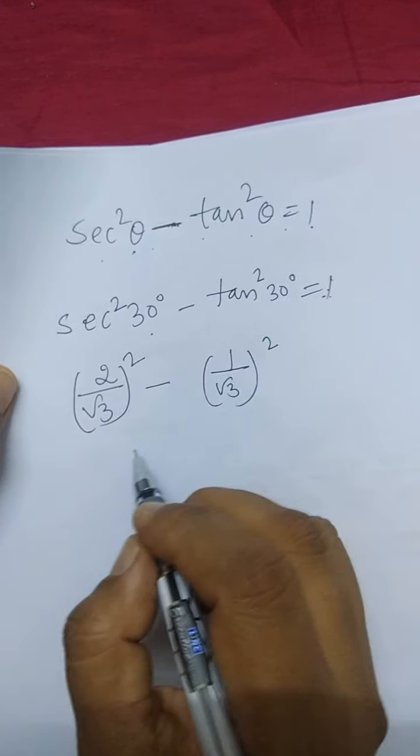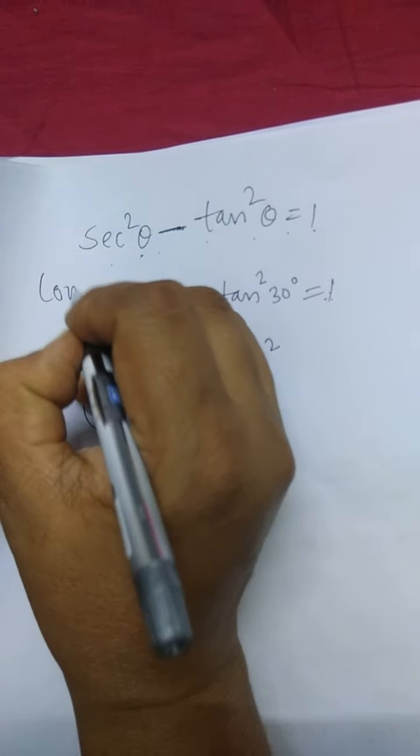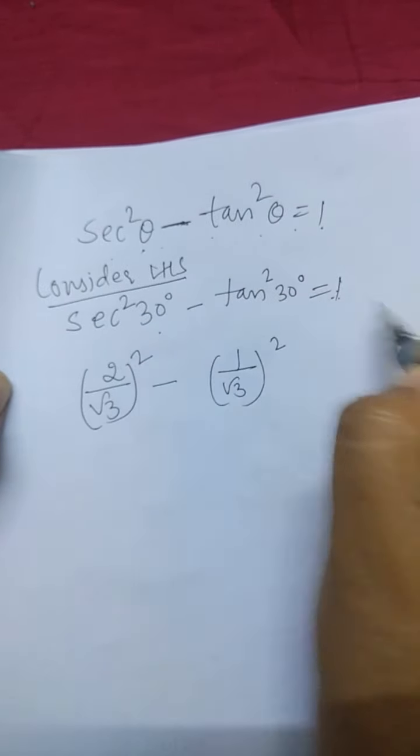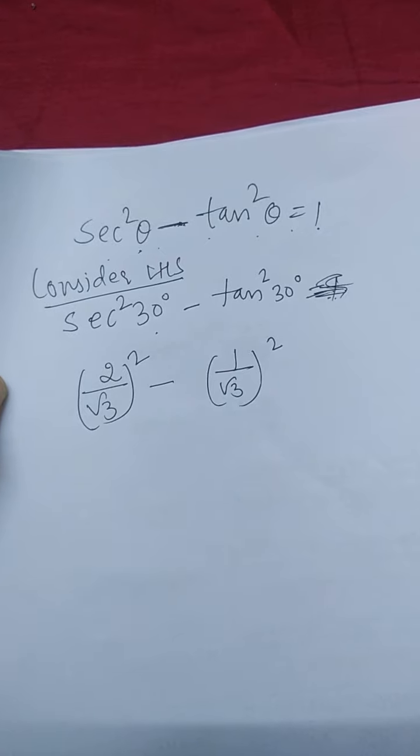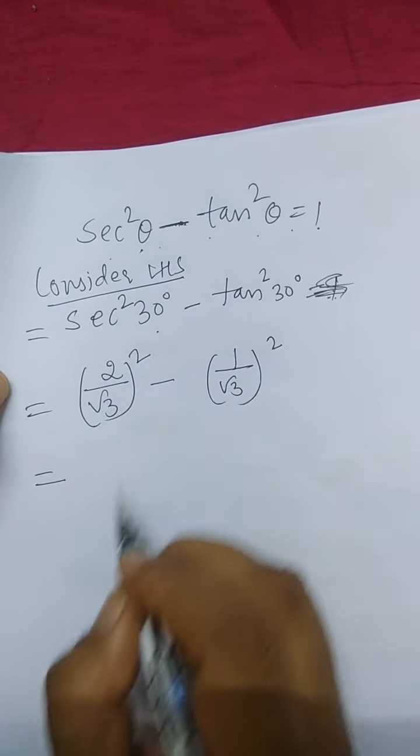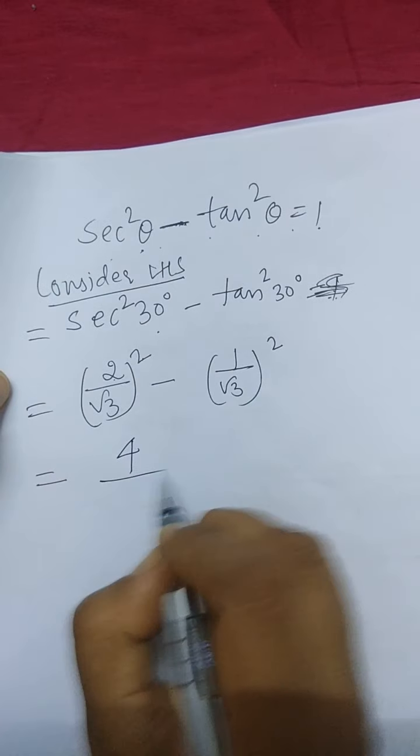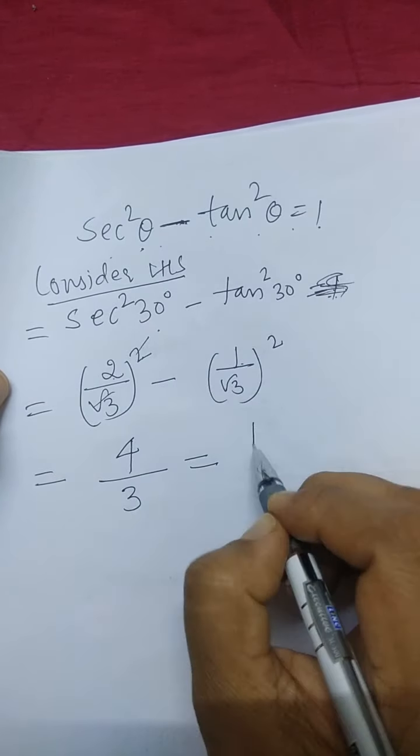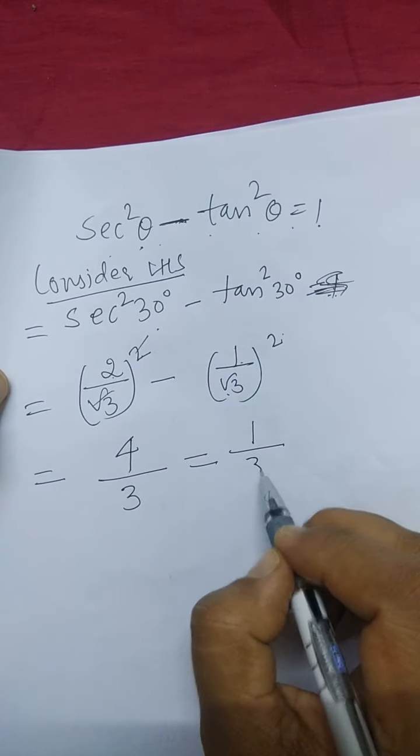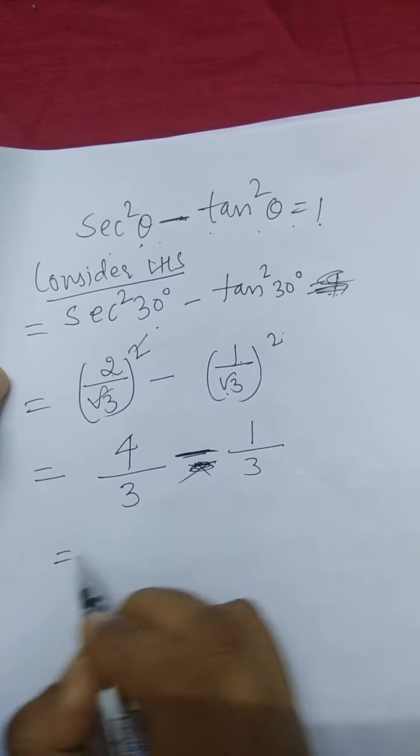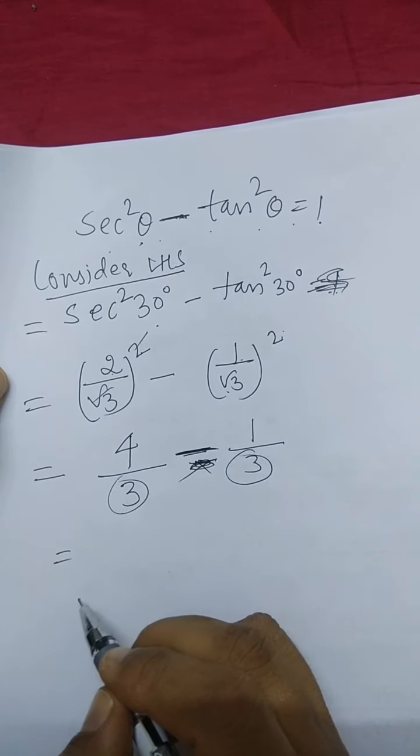Okay. So you can write here, consider LHS. And here we have to show it is equal to 1. So we will solve this and we will find out that the answer is coming 1. 2 square is 4, and the square root cancels. We got 3 here. 1 square is 1 and root 3 square will be 3. Minus sign. Okay. Then the denominator is same.